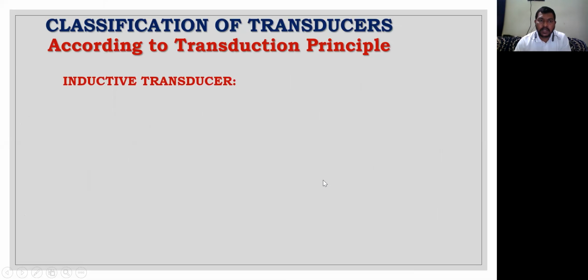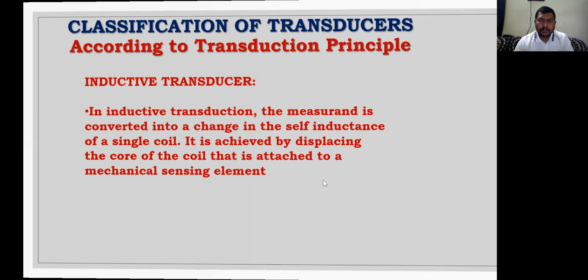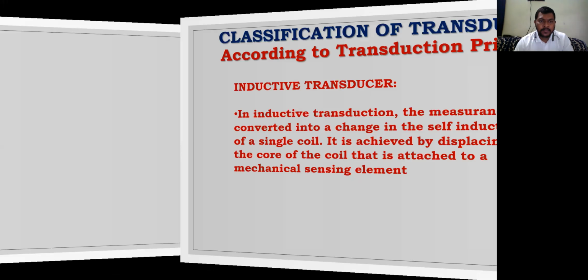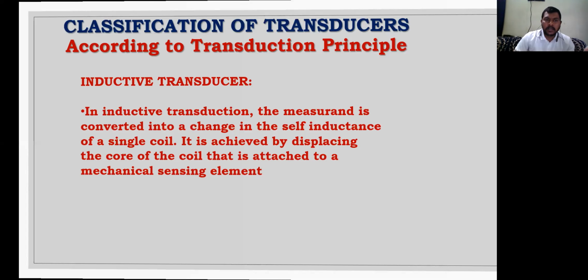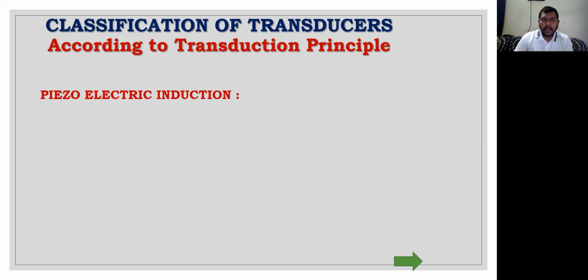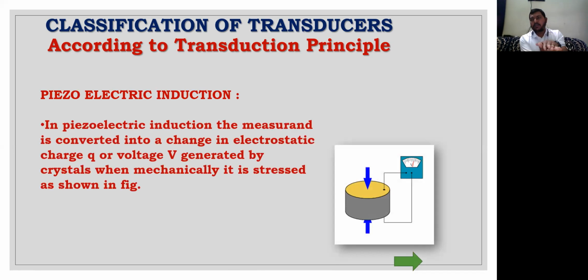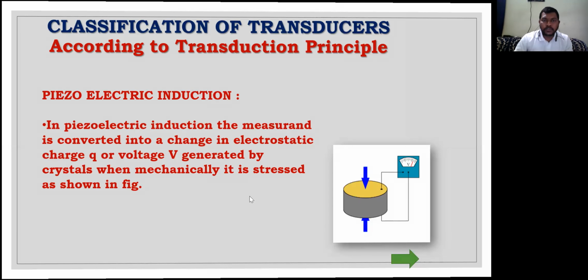Then we have the inductive principle. Inductive means whenever there is a change in, say, self induction and mutual induction. Whenever there is a change in magnetic flux associated with the same coil, that is called self induction. So this is the inductive principle. Then we have piezoelectric. I've shown you that whenever we pressurize the crystal, an EMF is induced in it, and accordingly we have voltage. So this is piezoelectric.